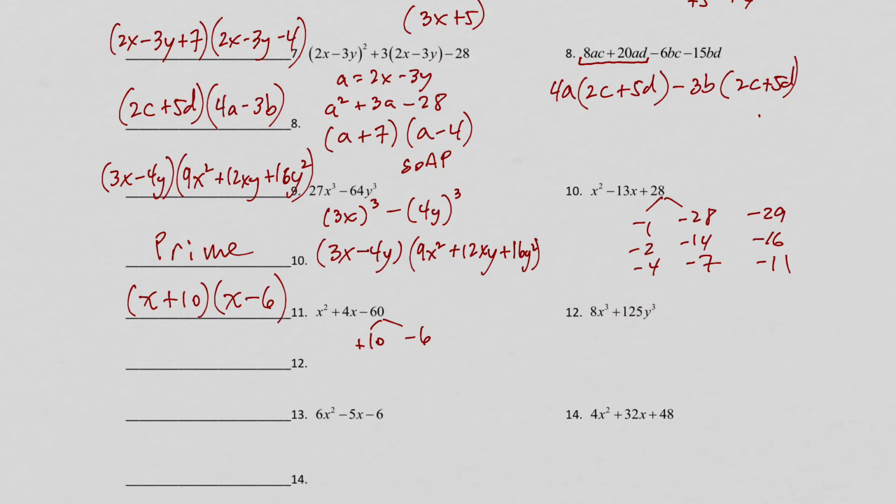Here I have the sum of two cubes. The first item is 2x cubed, and the second item is 5y cubed. So you're going to end up with a binomial times a trinomial. Your binomial are your cube root items: 2x and 5y, and the trinomial is going to go square, product, square. So the square of the first is 4x squared, the product is 10xy, and the square of 5y is 25y squared. And then we're going to use SOAP: same, opposite, always positive.